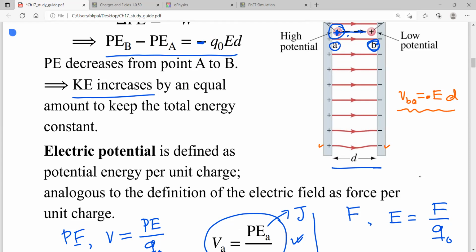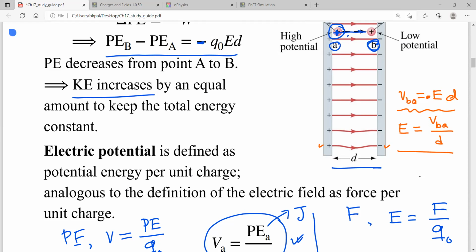So here is the electric field and this is the separation. Now if I want to know the electric field, from this equation we can solve it, and you see that the electric field is equal to VBA over D. If I divide the potential difference by the separation, I get the electric field. So this is another equation for the electric field.